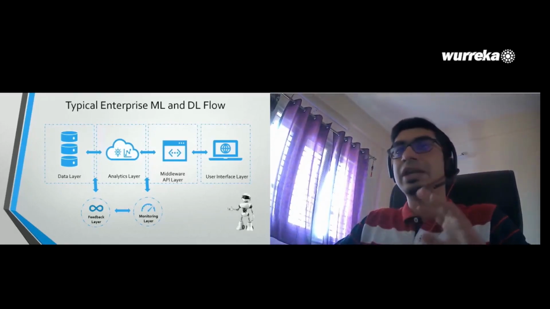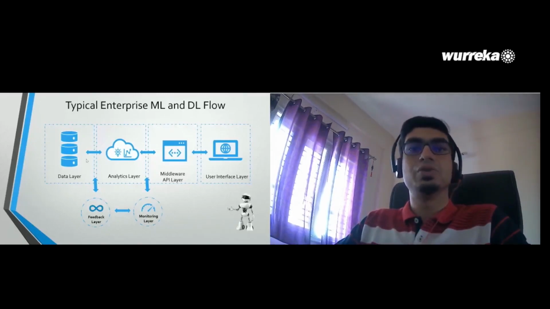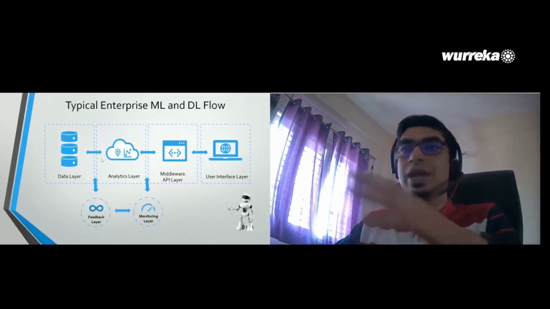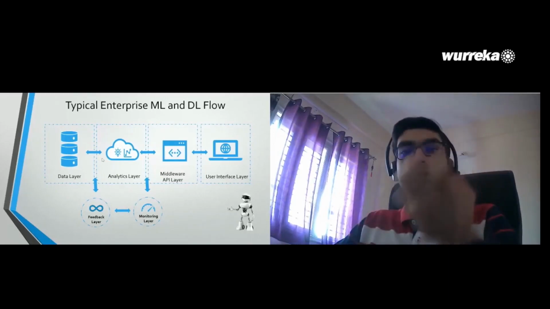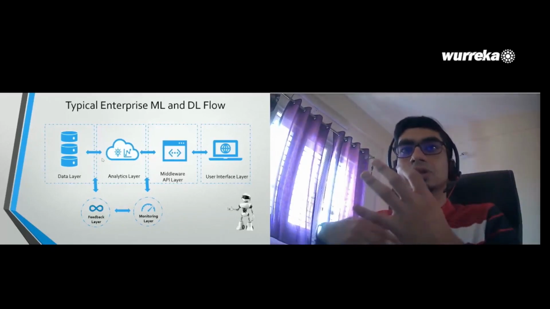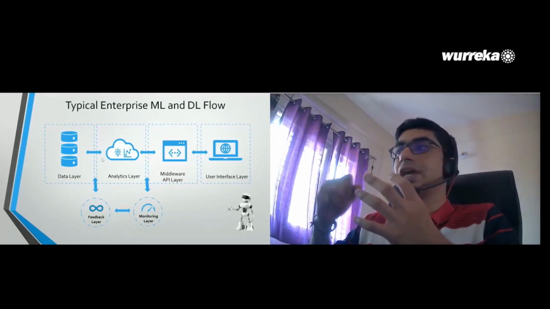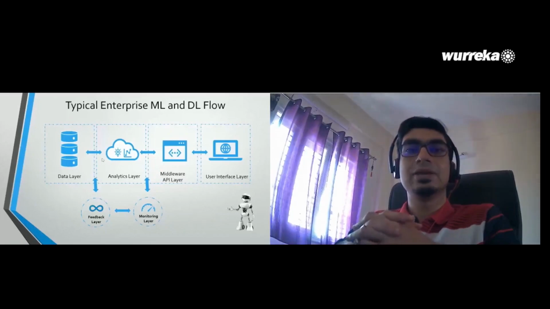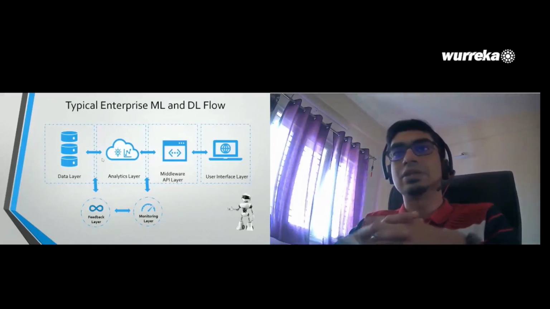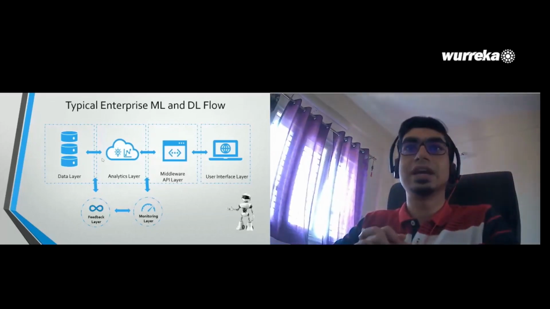So when we talk about an enterprise level machine learning or deep learning workflow, we have a data layer which provides the data, which moves to the analytics layer. The analytics layer is where the actual algorithms run. The algorithms get the data from the data layer, apply the algorithms and get the results. Once the results are obtained, they are passed through a middleware API layer. Using REST API interfaces, it can be integrated to any end application or user interface layer, so that the users can consume the results of the entire workflow.